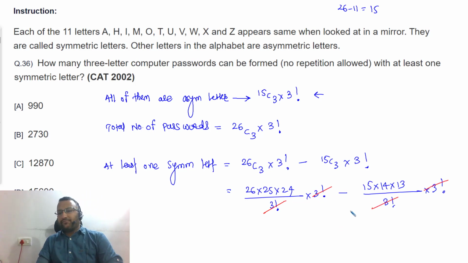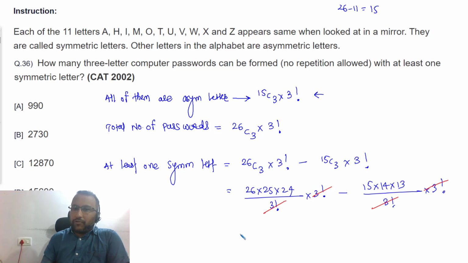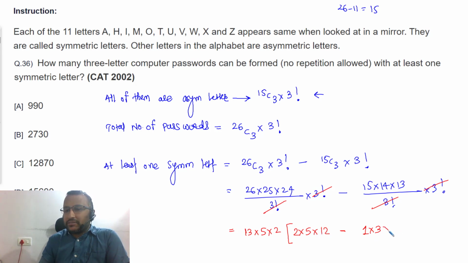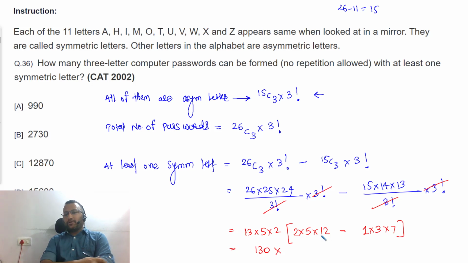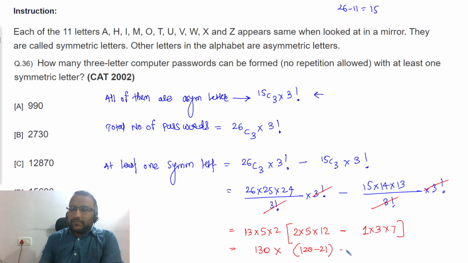So now let's solve this. So what can you take common, everyone? You can take 13 common, okay? If you take 13 common, over here 2 is remaining, over here 1 is remaining. If you take 5 common, over here 5 is remaining, over here 3 is remaining. If you take 2 common, over here 12 is remaining, over here 7 is remaining, everyone. So this multiplication is going to be how much? 130 into this subtraction is how much? This subtraction is 120 minus 21. That is equal to 130 into 99, everyone.